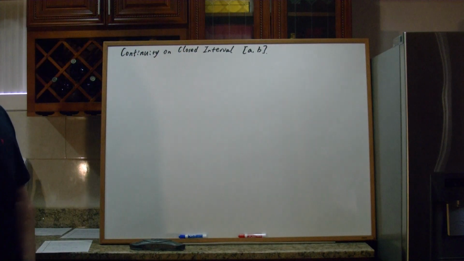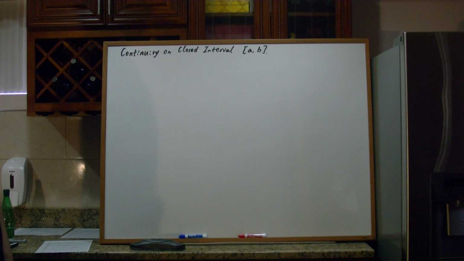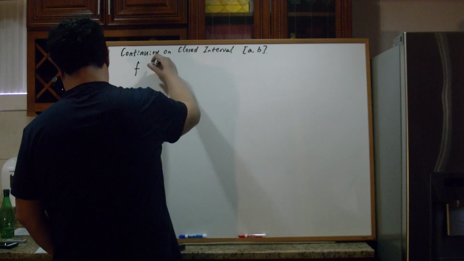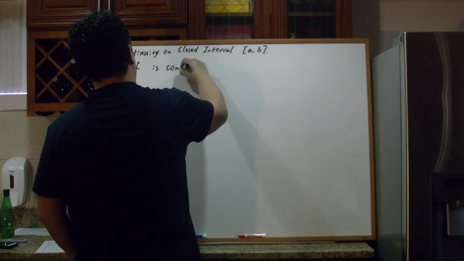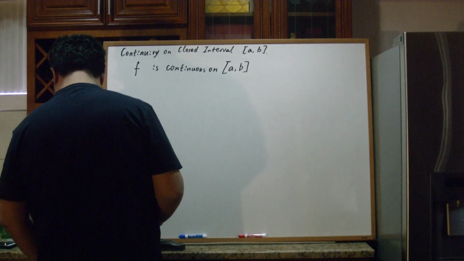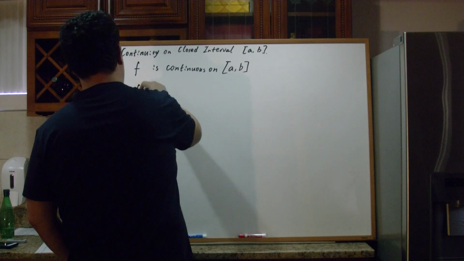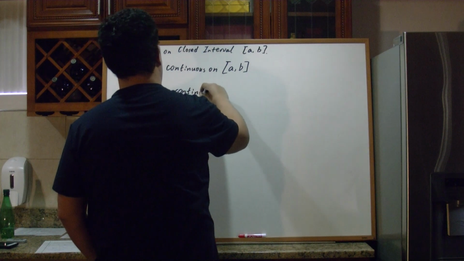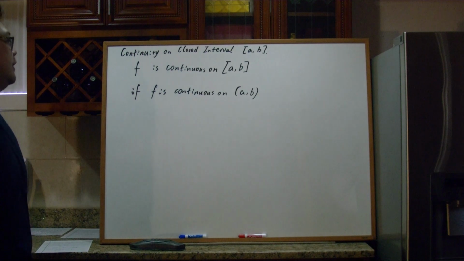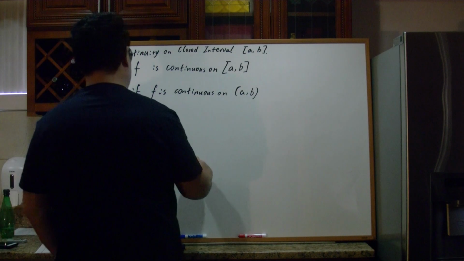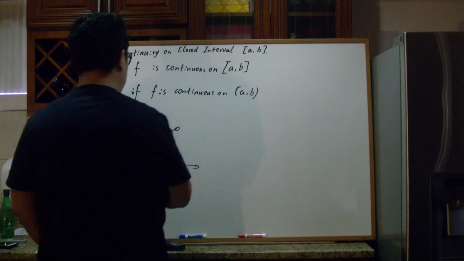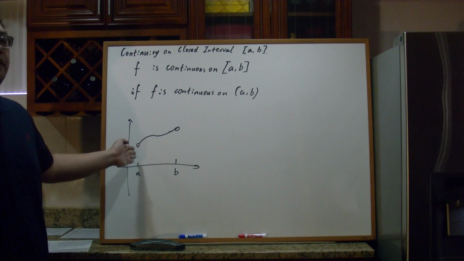What we had seen was continuity on an open interval a to b. Here we have a closed interval a to b, which means it's just an extra 2 points. A function is continuous on the closed interval a to b if the function is continuous on the open interval a to b, which means every point inside a to b is continuous. That's the definition we had before.